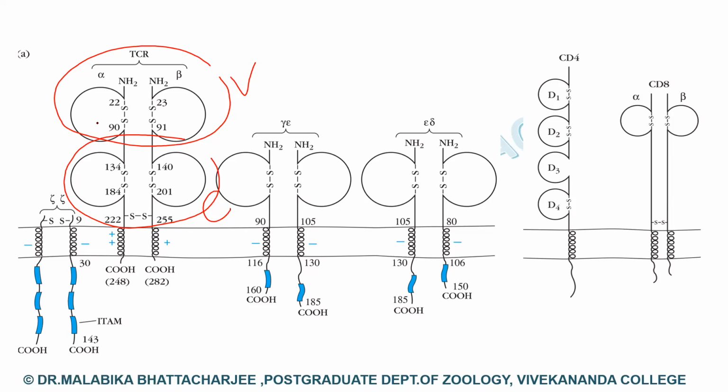Now in the variable domain, the chain exhibits further variation, and it has been seen that there are around 3 hypervariable regions. This means that within the variable region, there are 3 areas in which the sequences fluctuate a bit more. I hope you have studied immunoglobulins. These hypervariable regions are similar to the complementarity determining regions present in the immunoglobulin light and heavy chain.